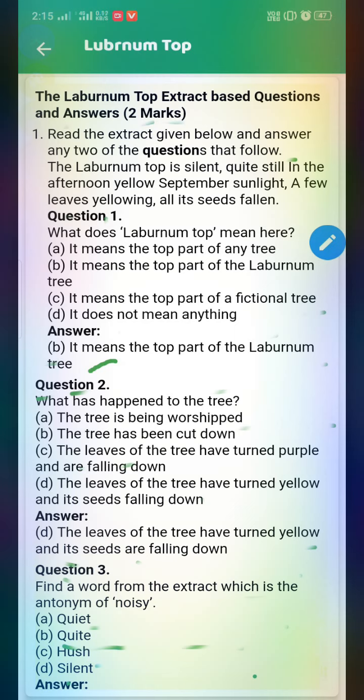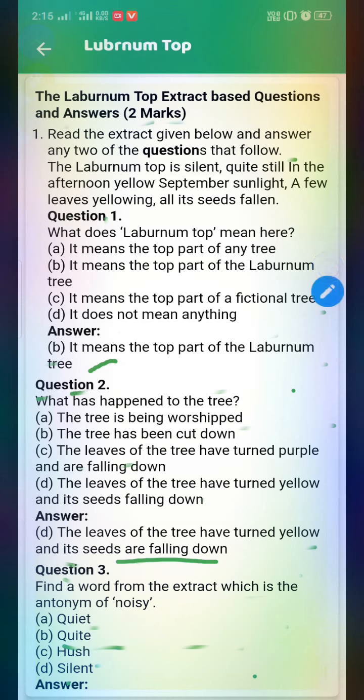Four options have been given. This question is an MCQ, and four options have been given on the screen. You could see, and you have to choose the correct and exact option for each question. Question number 2: what has happened to the tree? The answer: the leaves of the tree have turned yellow and its seeds are falling down.